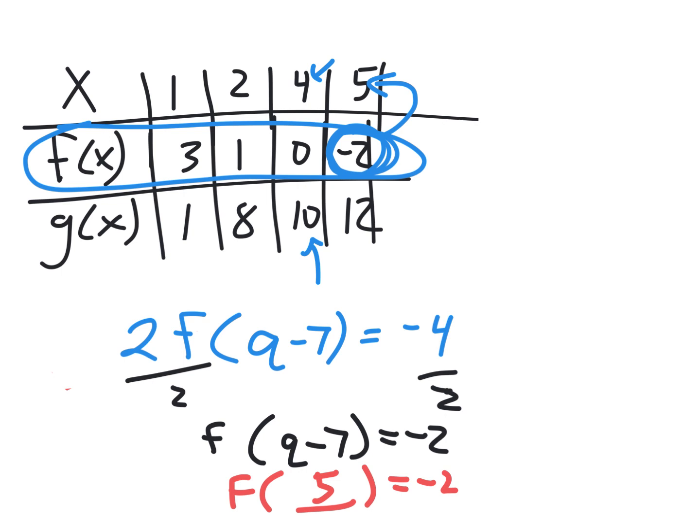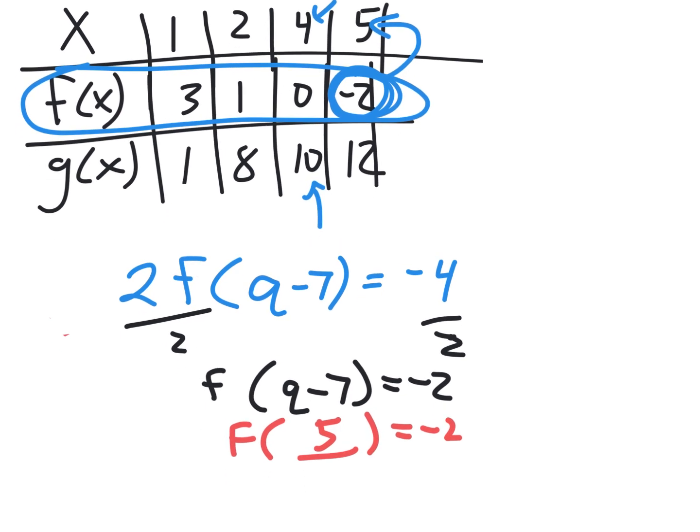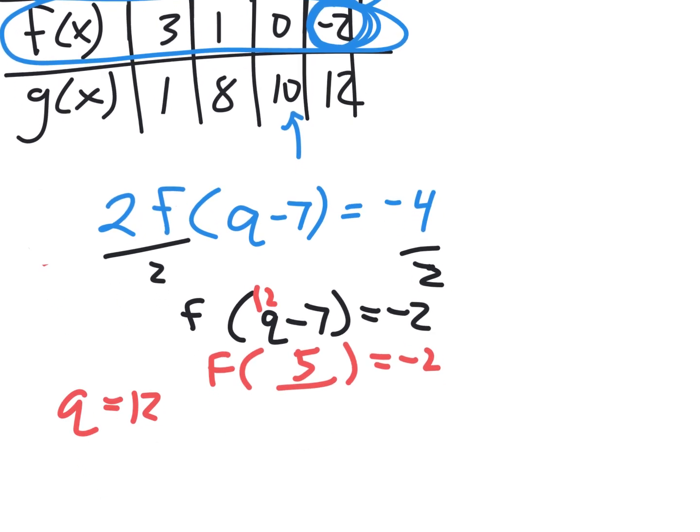Brady, what do you say? 12. 12 right here. Let's just check him and see if he's right. 12 minus 7 would be 5. And then f of 5 is negative 2. Q must be 12. Now, if you'd like to see how he could have shown the work on that, it would have been q minus 7 had to equal 5. Add 7 to both sides. And you'd get q equals 12.